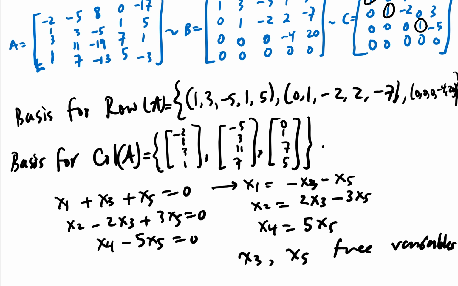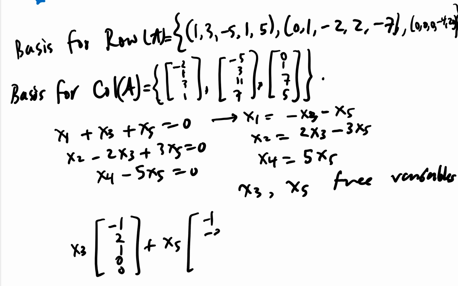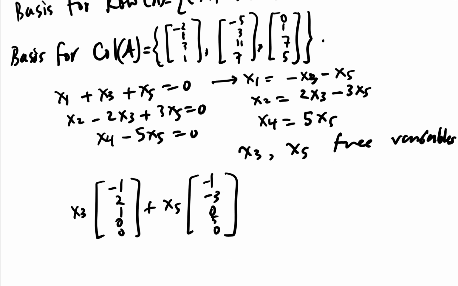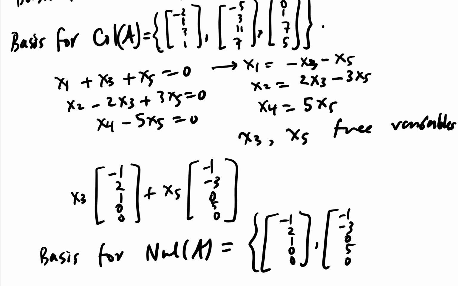And I'm sure everyone knows how to get the parametric form of this one. So in this case we get x3 times -1, 2, 1, 0, 0, plus x5 times -1, -3, 0, 5, 0. Okay, so then the basis for the null space of A is given by -1, 2, 1, 0, 0, and -1, -3, 0, 5, 0. Is it 0 or 1 here? 1, 1. That's a 1.